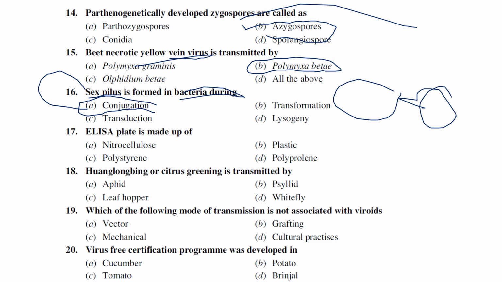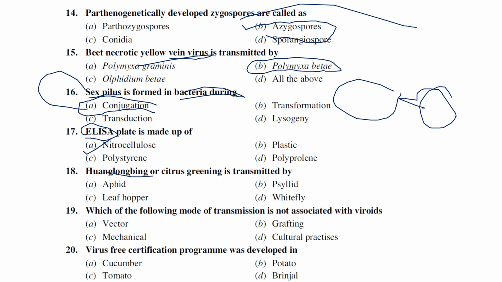ELISA, you know very well, is enzyme linked immunosorbent assay, right? That was developed by Clark and Adams in 1977. They're asking what the ELISA plate is made of. The ELISA plate is generally made up of nitrocellulose membrane, we used to call it, right?